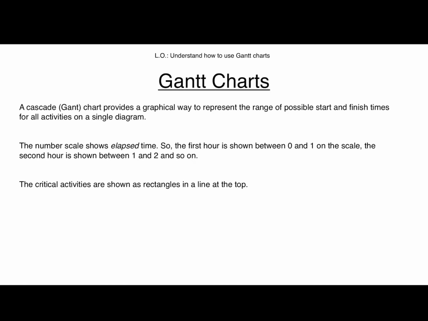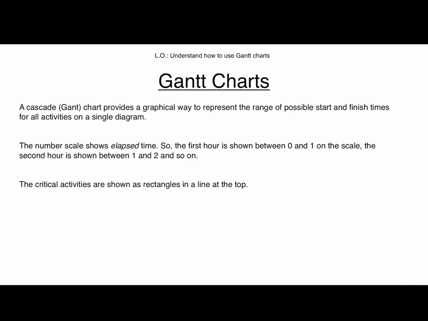The one thing to bear in mind, because this can lead to a little bit of confusion if you're not careful, is that the number scale starts at 0. So the first hour or the first day is the one that goes from 0 to 1, because what it represents is elapsed time. That means time that has already passed. So when you get to 1, that means that 1 day has already passed. When you get to 5, it means that 5 full days have already taken place, all right? So you need to be careful with that.